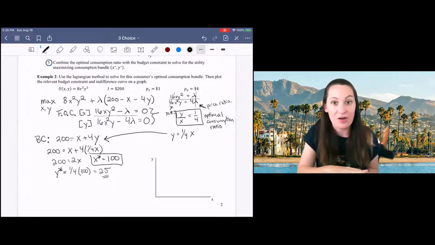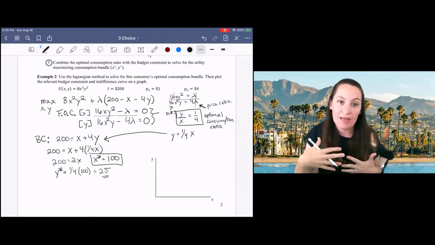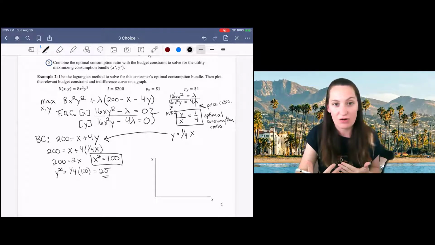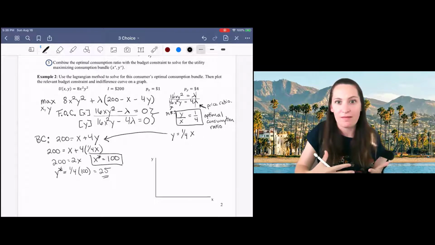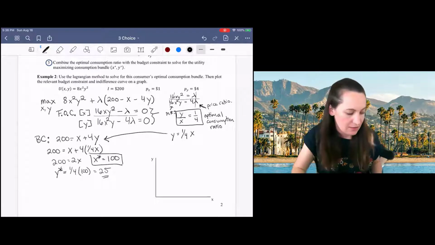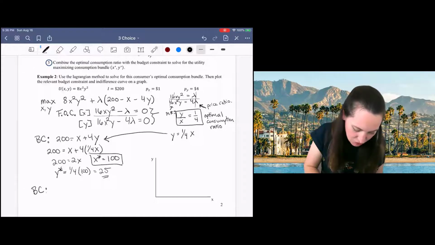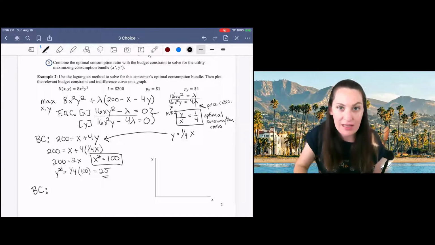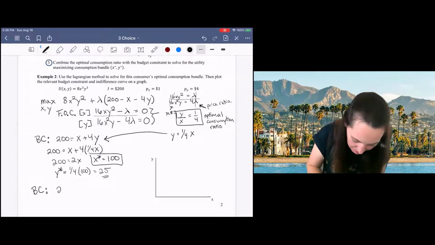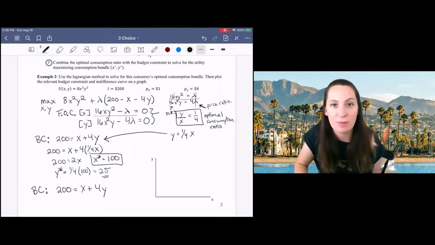Now the next thing that I want to do is I want to be able to show that on the graph and to show the tangency between the budget constraint and the indifference curve so that I know that what's happening with these numbers has some meaning to it. So let's go ahead and graph the budget constraint. It's always a good idea to just graph the budget constraint first and then just draw on the tangency with the indifference curve.